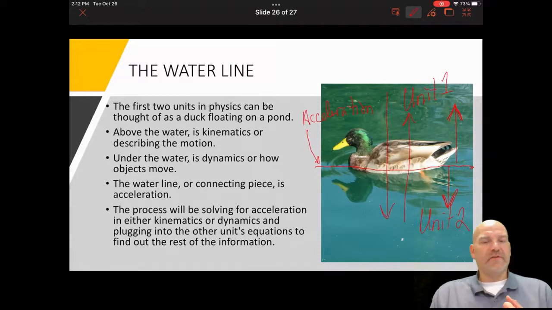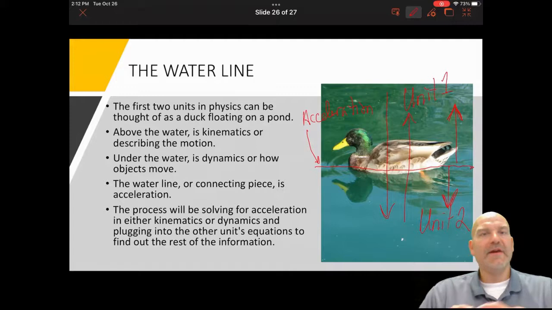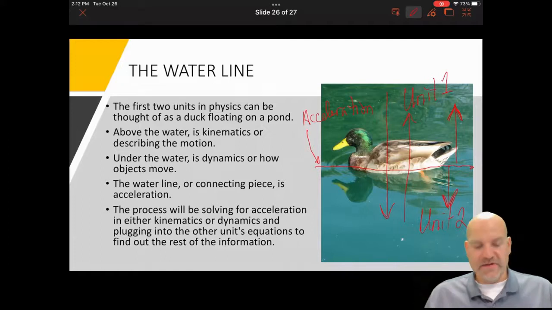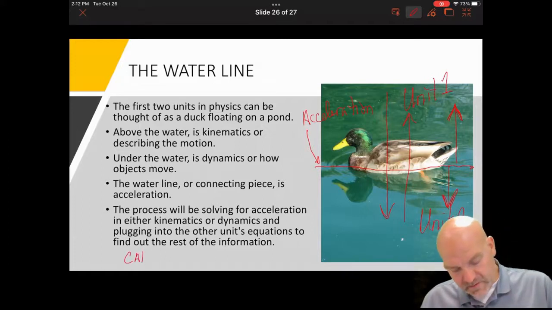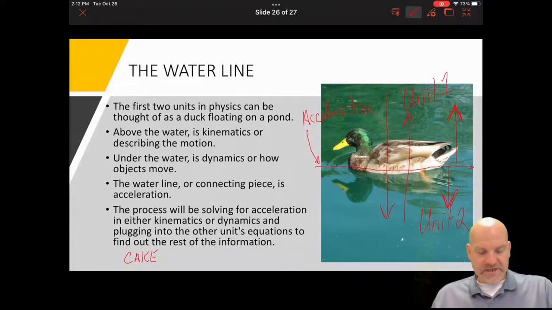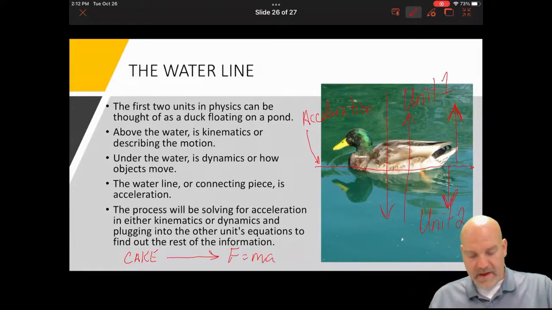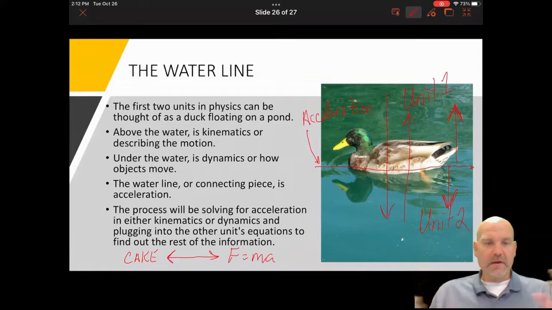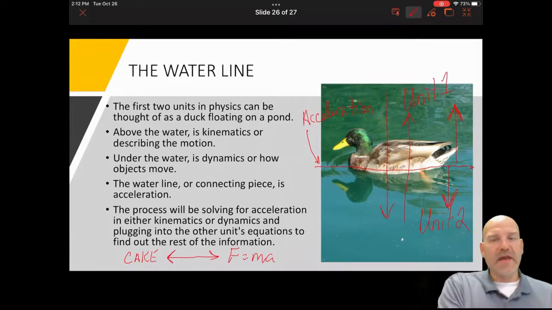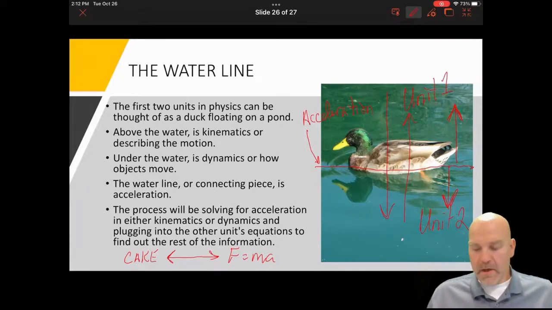So when you do problem solving, the process will be solving for acceleration using either kinematics or dynamics, and then plugging that acceleration into the other unit's equations to find the rest of the information. If you remember from the Unit 1 playlist, those cake equations, you may have to find acceleration and use it in F equals ma, or you go the other way: find acceleration from F equals ma, and then go into the cake equations.